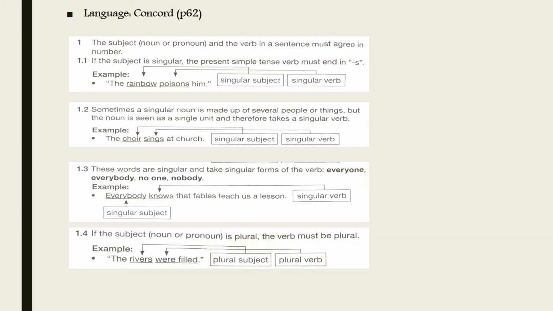For our fourth example, we are now working with a noun or a pronoun in the plural form. Remember what I've said to you before. When your noun or pronoun becomes plural, your verb must also take on the plural form of verb. In our example, the rivers were filled. Rivers refer to more than one river. Therefore, our verb takes on a plural form of verb.